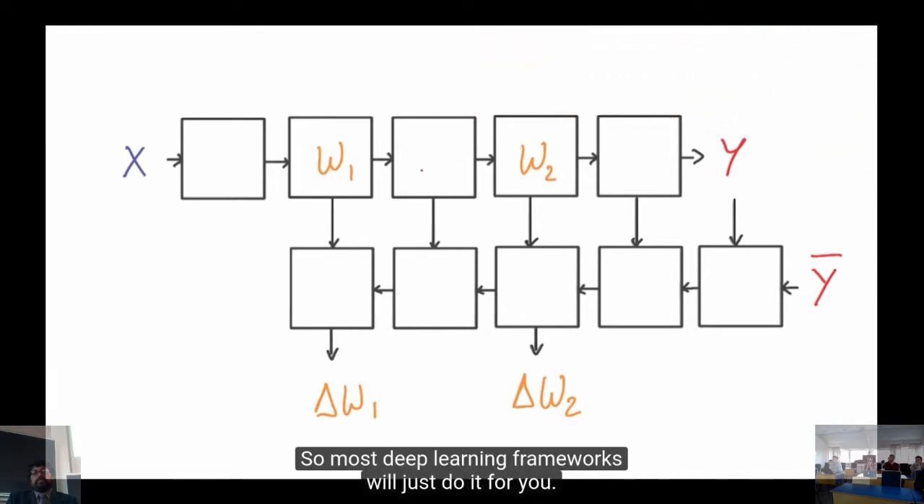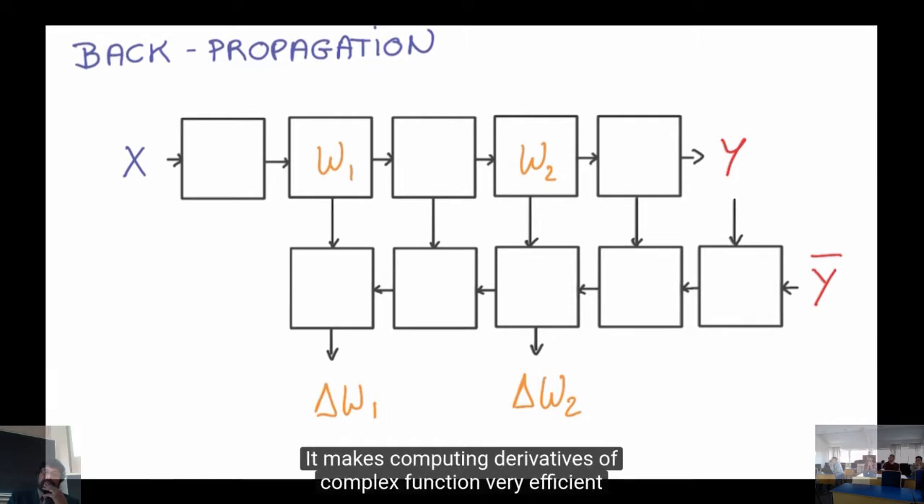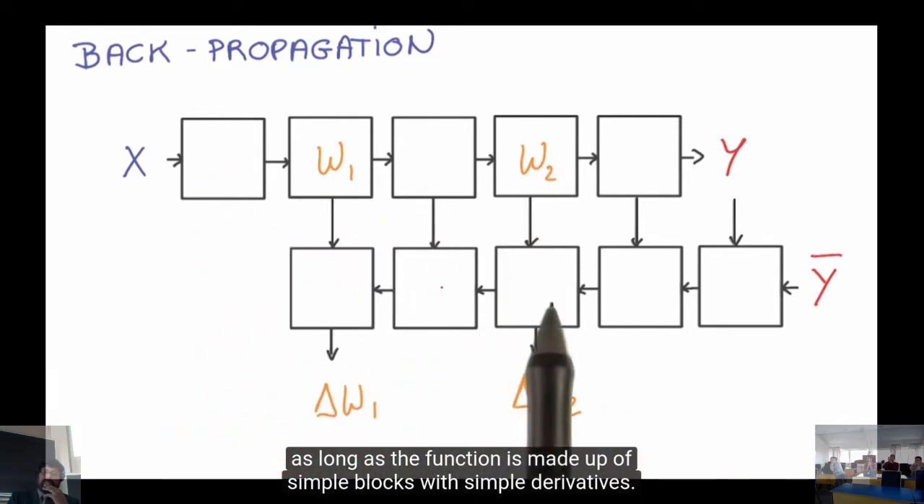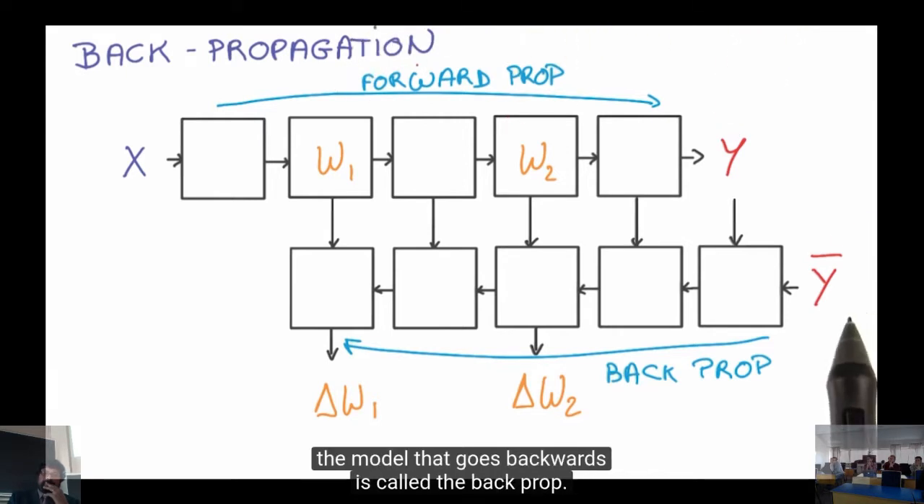So most deep learning frameworks will just do it for you. This is called backpropagation, and it's a very powerful concept. It makes computing derivatives of complex functions very efficient, as long as the function is made up of simple blocks with simple derivatives. Running the model up to the predictions is often called the forward prop, and the model that goes backwards is called the back prop.